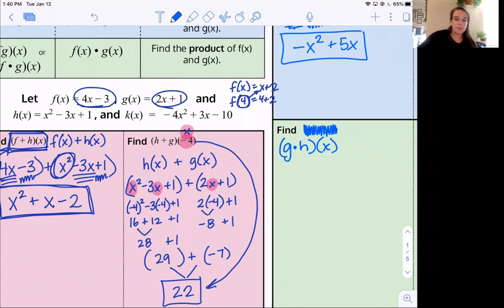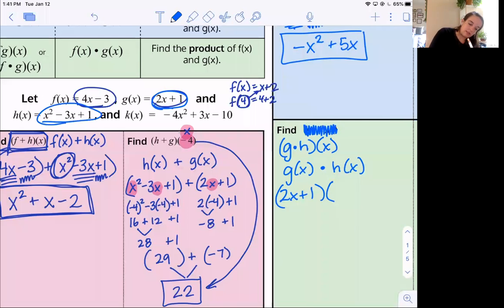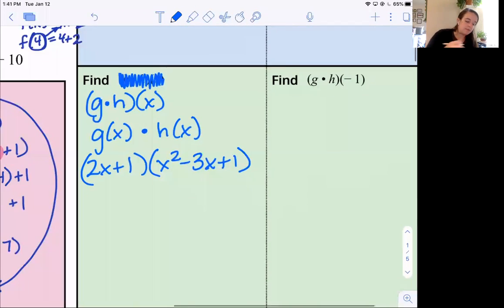Cool. So my G equation, this is G of X times H of X. My G equation is 2X plus 1. And I'm going to multiply that times H of X, which is X squared minus 3X plus 1. Just like that.